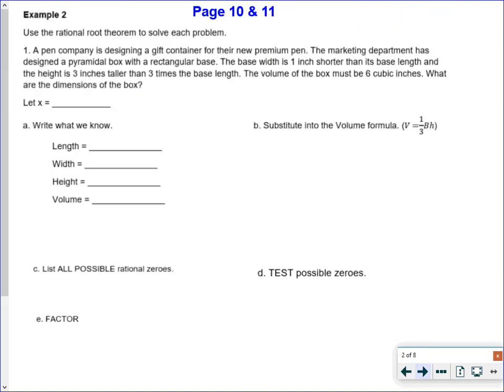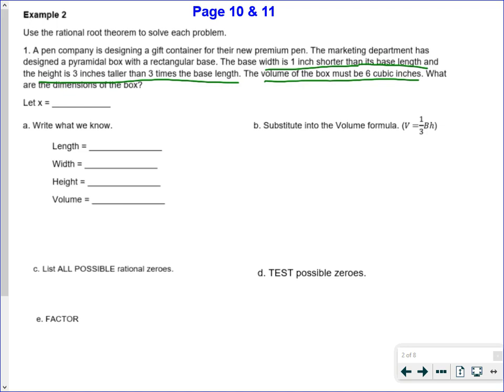So let's go ahead and start an actual problem. We're told to use the rational root theorem to solve each of the following problems. So for number 1, we're told a pen company is designing a gift container for their new premium pen. The marketing department has designed a pyramidal box with a rectangular base. The base width is 1 inch shorter than its base length, and the height is 3 inches taller than 3 times the base length. Those are both pretty important, so I'm going to underline them. And next, we're told the volume of the box must be 6 cubic inches. And we're ultimately going to be solving for the dimensions of the box.